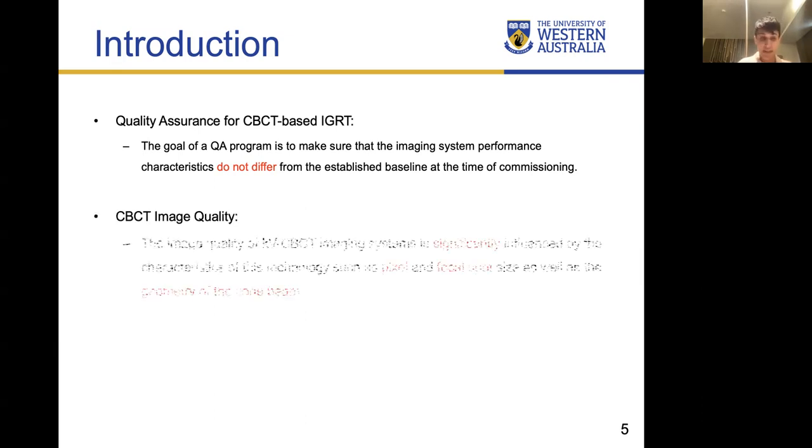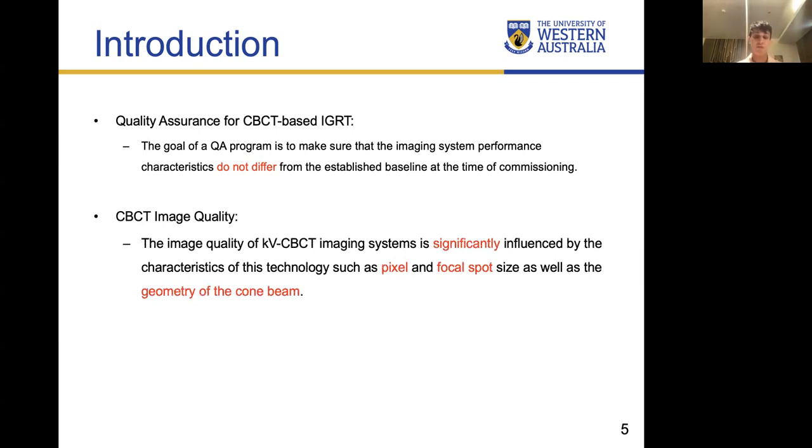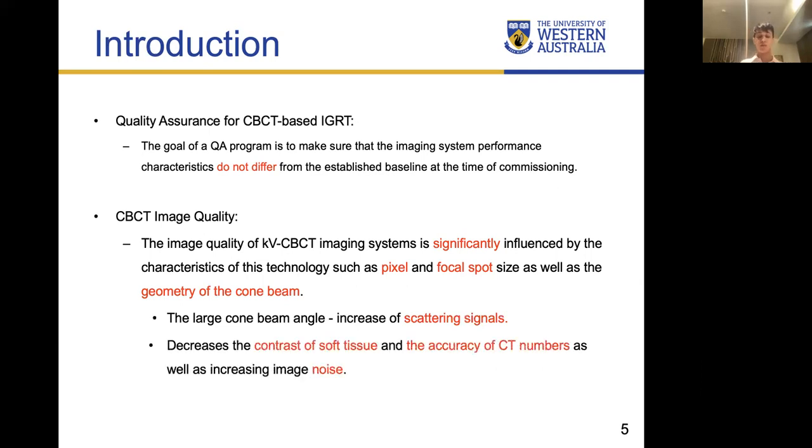Image quality for CBCT. The image quality of a kV-CBCT system is significantly influenced by the characteristics of this technology, such as the pixel size and voxel size, as well as the geometry of the cone beam. A larger cone beam angle increases the scatter signals, which in turn decreases the contrast of soft tissue and the accuracy of CT number, as well as increasing the noise.